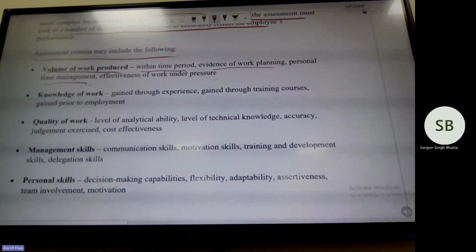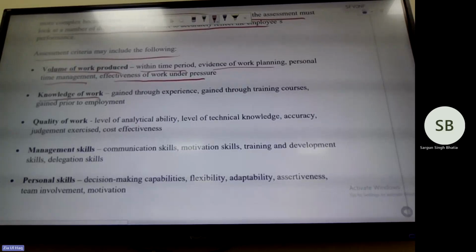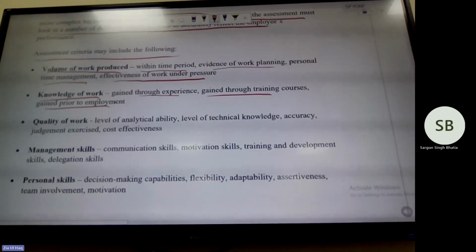Personal time management, meaning how much time they have taken to produce the work, and effectiveness of the work under pressure, meaning whether they have performed under pressure or not. Under pressure means in case of emergency, whether they have produced within the time or not. You also need to assess knowledge of the work, meaning whether the employee has appropriate skills and knowledge to do the work, gained through experience, training courses, or employment, and whether he has worked as per the trained knowledge or not.